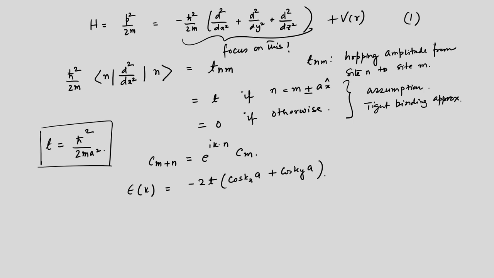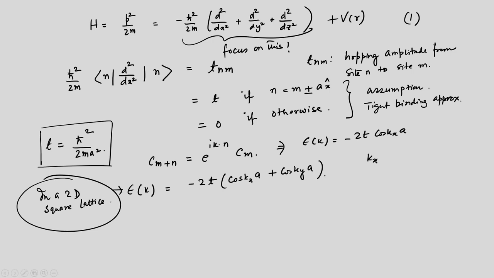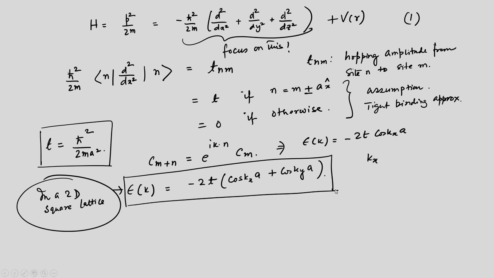In the sense that we are only dealing with the kinetic energy term. And so, these kx and so on are two dimensional. I have now written it in two dimensions, in a 2D square lattice with lattice constant a. In one dimension, it simply gives you minus 2t cosine kx a. I just went one step ahead. This is the energy dispersion, called the tight binding energy dispersion. This was a missing link in the problem where you are talking about electrons present in a periodic potential. This is how the kinetic energy behaves.